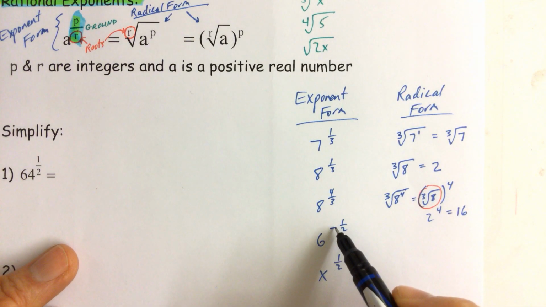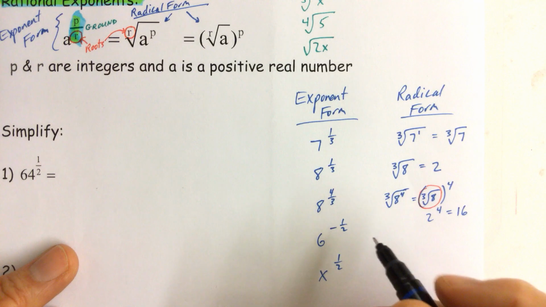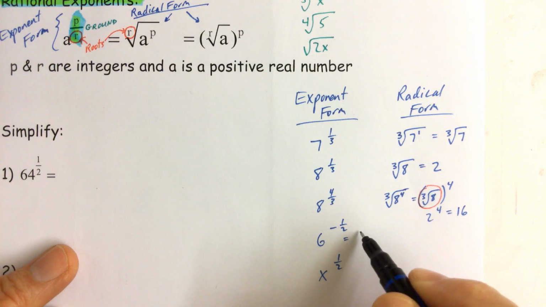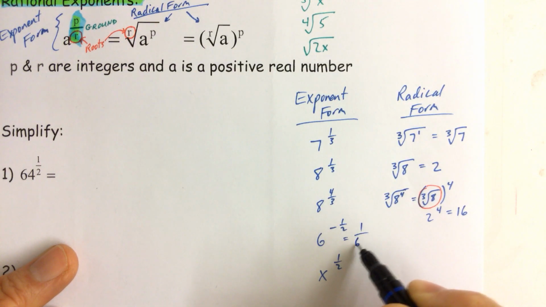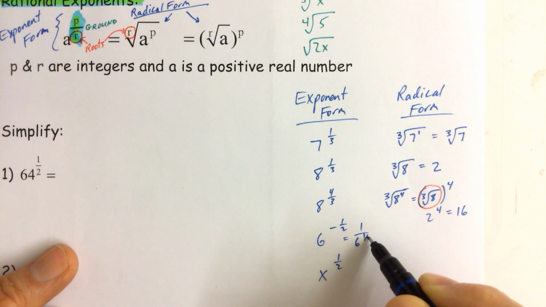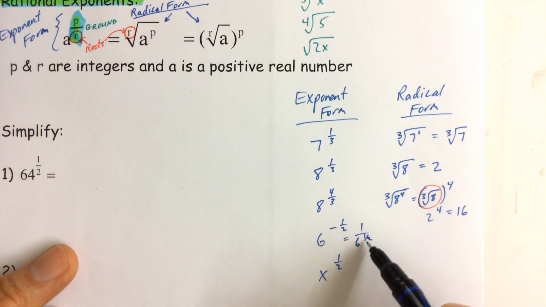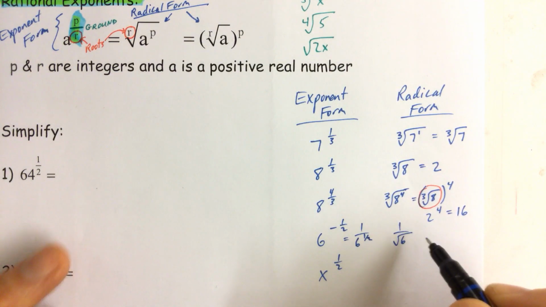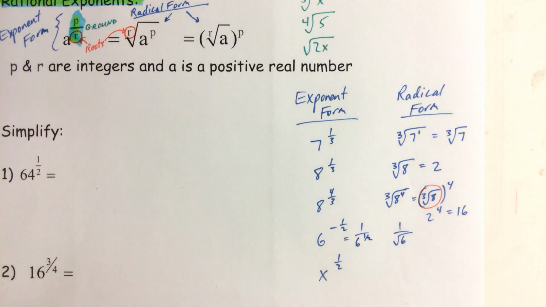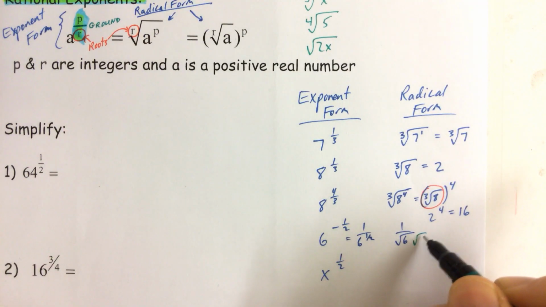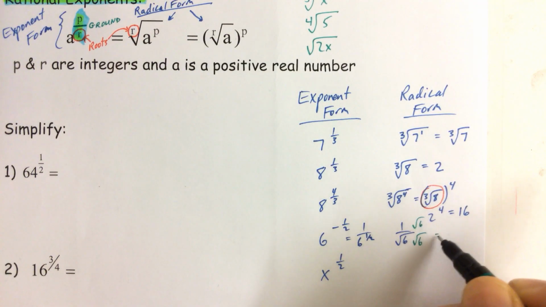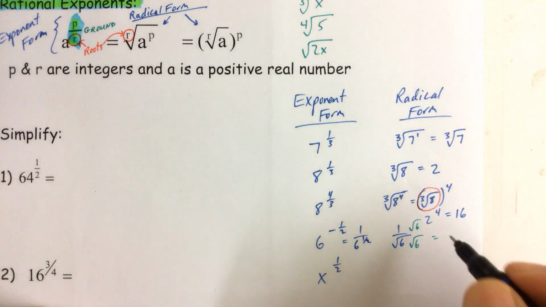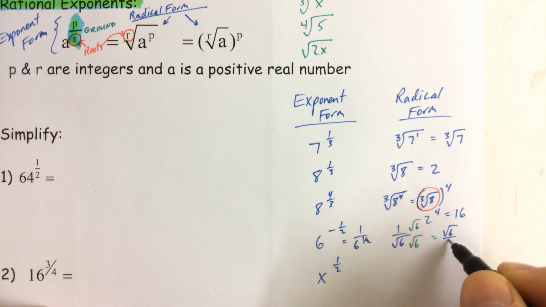Now we know that when we have negative exponents, we can write those as positive exponents as long as we move them. If the negative exponent is in the numerator, we move it to the denominator. So we'd have 1 over 6 to the 1/2, and then we would write that as 1 over radical 6. But then we know we can't leave a radical in the denominator, so we'd multiply top and bottom by radical 6, and we would get radical 6 over 6.